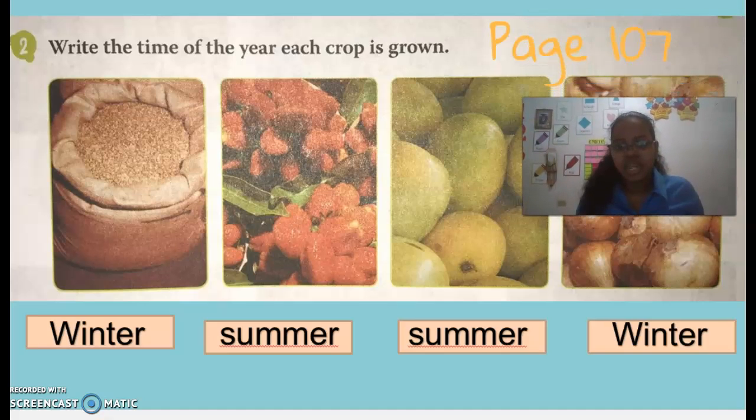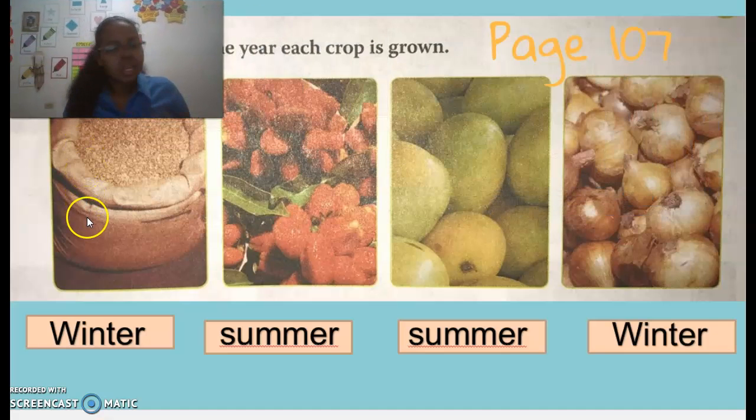Number 2. In number 2 you have some pictures, right? Coffee, strawberries, mangoes, and onions. So you're going to write there the name of the season of the year in which each one of those crops is produced. The coffee is produced during winter time or winter season. The strawberries are produced during summer. The same with the mangoes. And during winter we get onions.